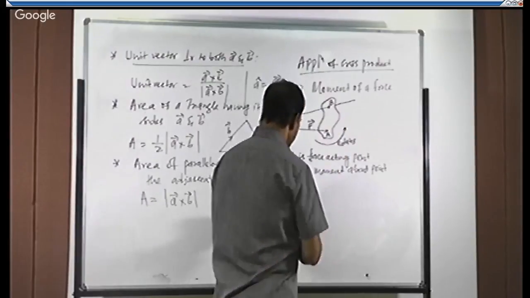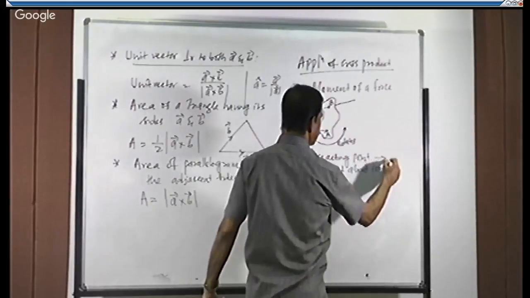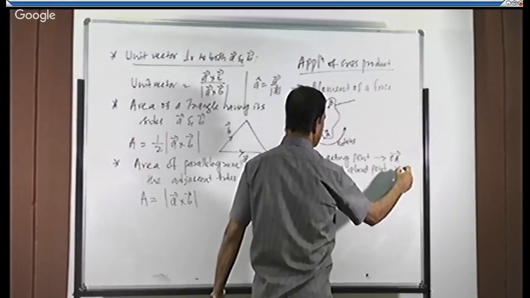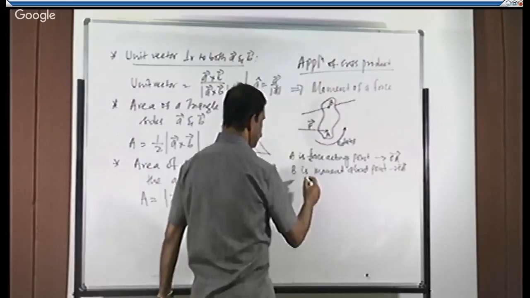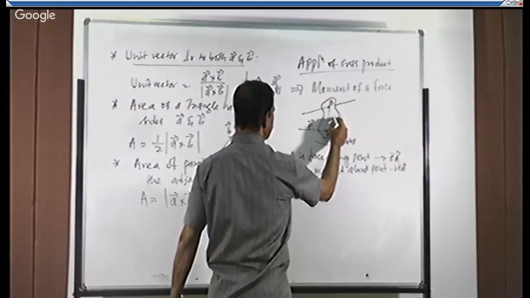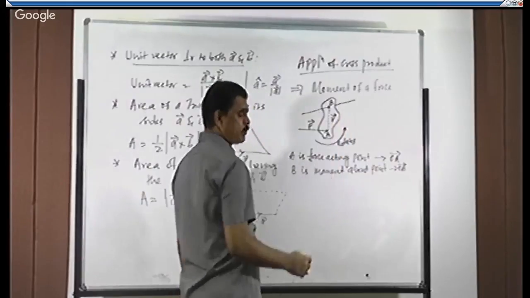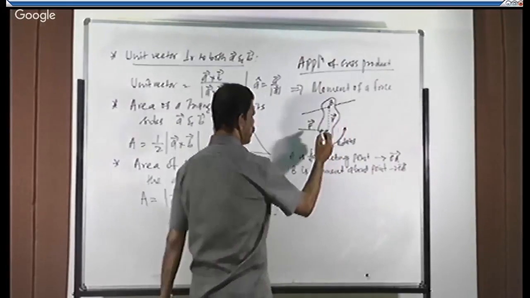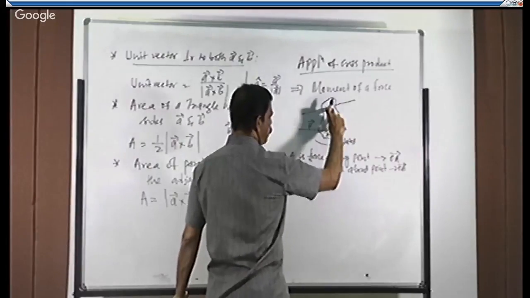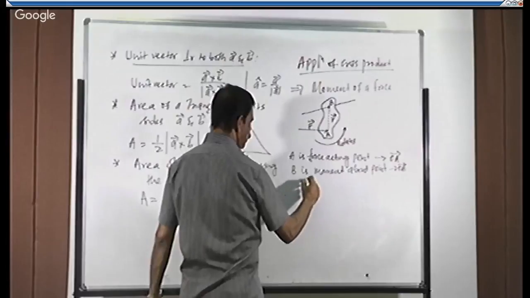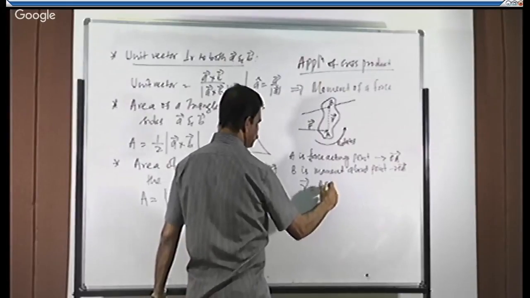Get their position vectors. What is the position vector of A? OA. What is the position vector of B? OB. Then the distance between these two will be always considered as R, S, or D. It is conventional; you can take anything. Here I am taking R. It will be called arm length. So R is always equal to AB.